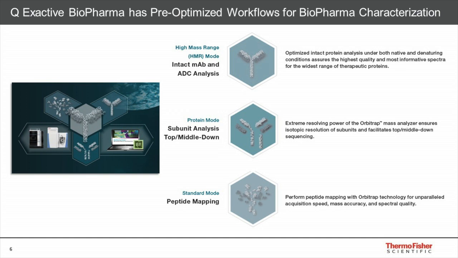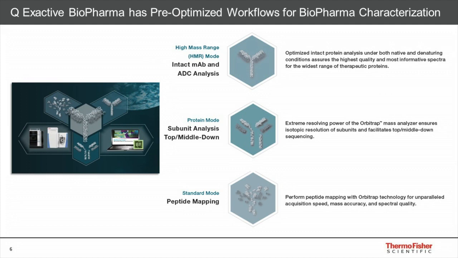So higher m/z ranges. This high mass range is very helpful for that. Protein mode is really the go-to mode for using the highest resolving power of the Orbitrap, on small to medium-sized proteins or subunits, and getting this, it says here, extreme resolving power of the Orbitrap. That might sound extreme, but this is true.